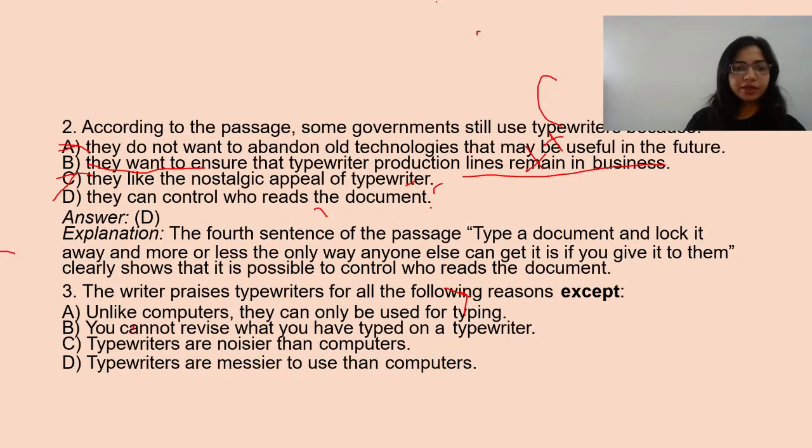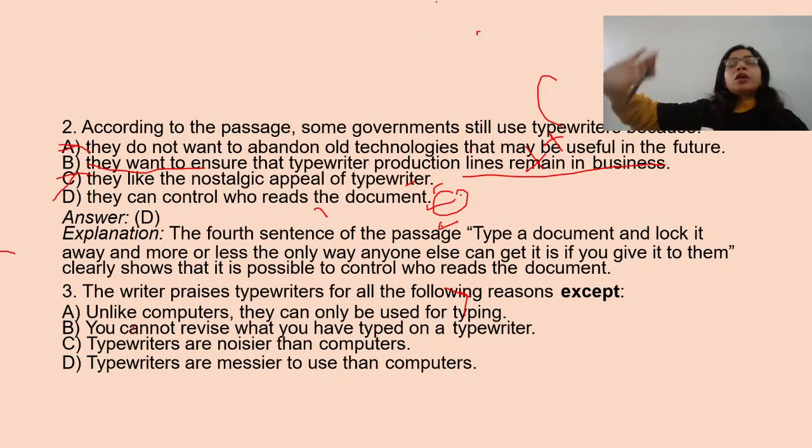Can they control? Yes. This is the reason. They said that it can be logged and the only access possible is by the person who has written, unlike computer and internet, where it is stored on a digital media or cloud and is highly exposed to being stolen. That is why, to control who can read, you use a typewriter. So the answer is D.